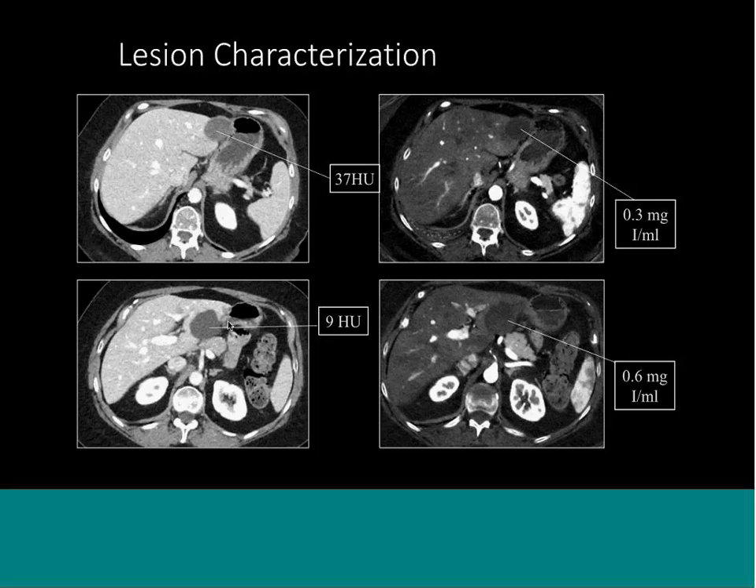Okay, they're both in the left hepatic lobe. This one's on top of this one. This is at a higher level. This is at a slightly lower level. Look at the Hounsfield attenuation, 37, 9. Okay, so we think this is a simple cyst.